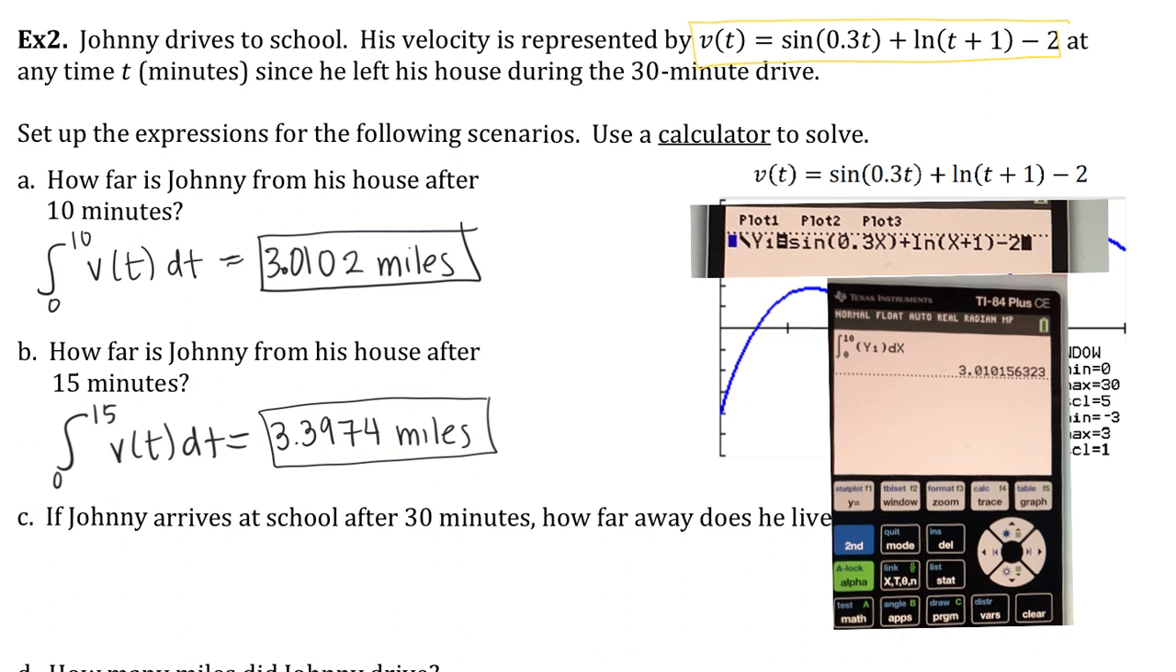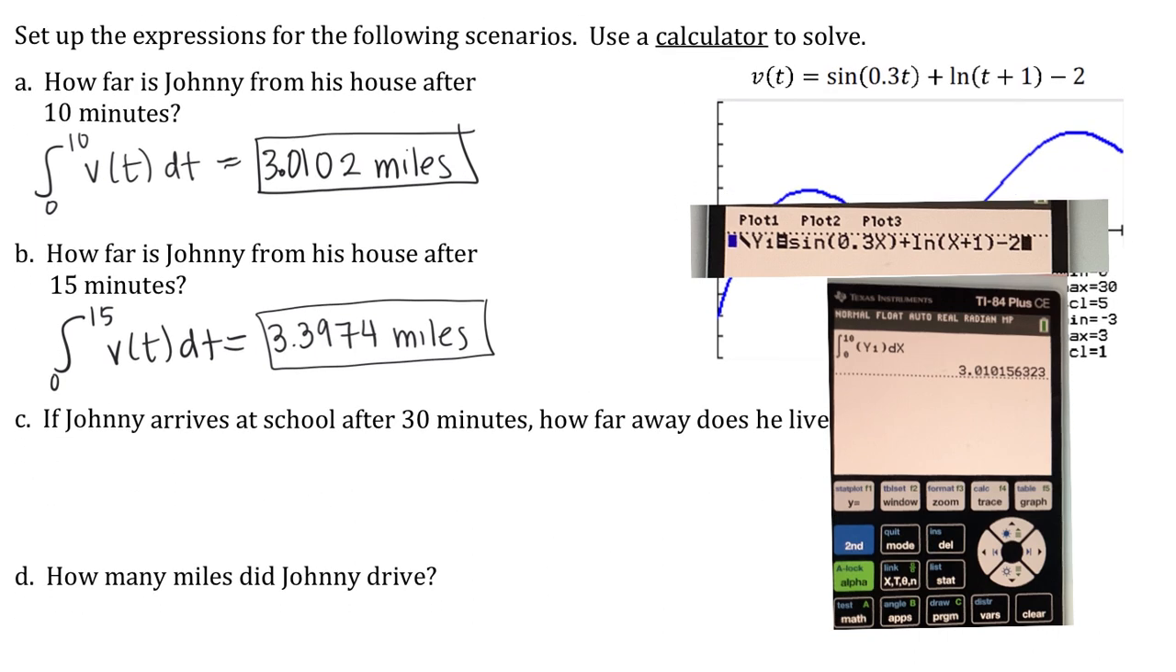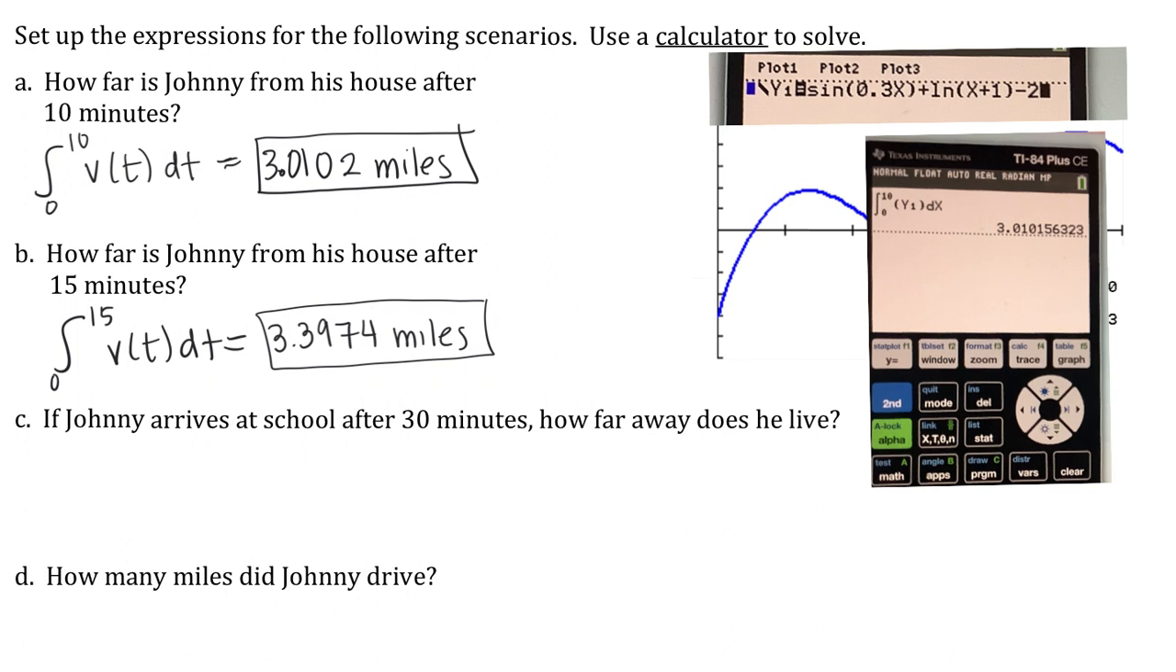Now it's saying if Johnny arrives at school after 30 minutes, how far does he live from school? But I can't read it. Well, if he started at 0 and went to 30, let's check his displacement. That should tell us how far he is from school. So from 0 to 30, v of t dt, and I put it in my calculator. It gives me 22.8240 miles from school. That's how far he lives from school.